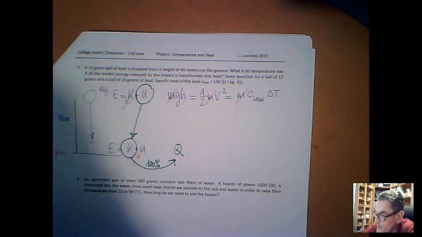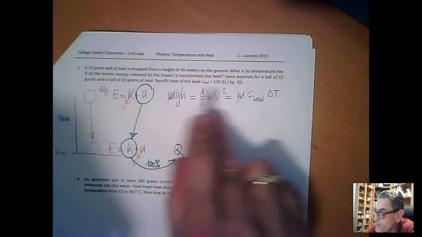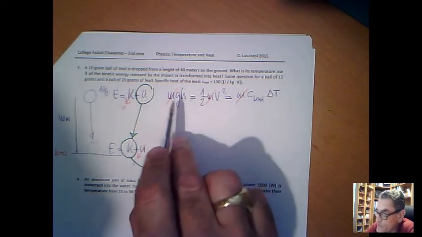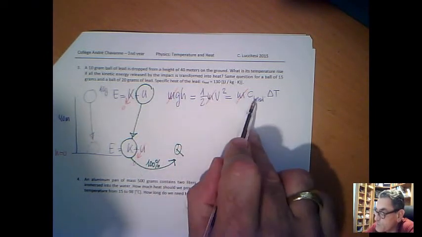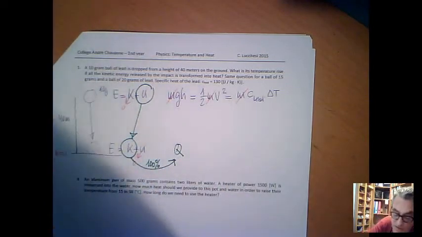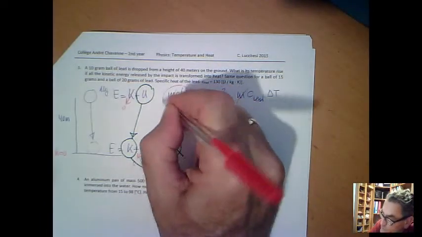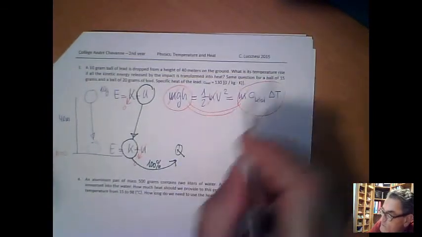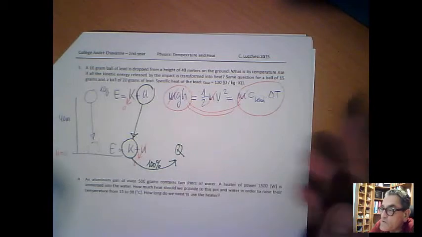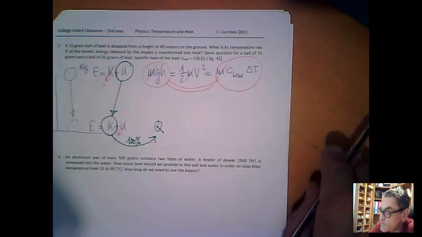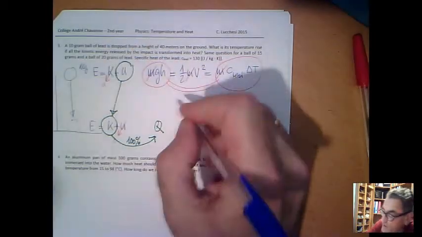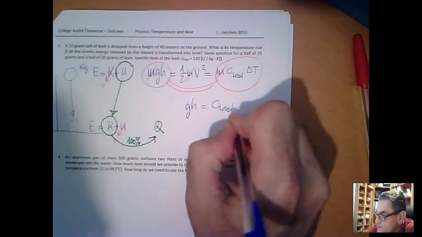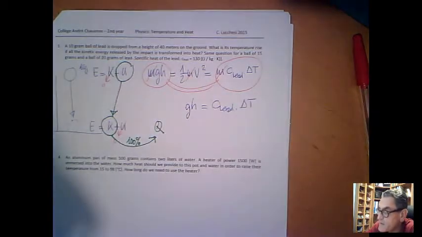Good. And now I am going to use one part of this to solve the problem. Here there are three equations. This is equal to this, is equal to this, and this is equal to this. I am going to use the equality between these two. I'm going to neglect this because this is an intermediary step and we don't need to compute it. And so now I just have that gh is equal to C lead times delta T.